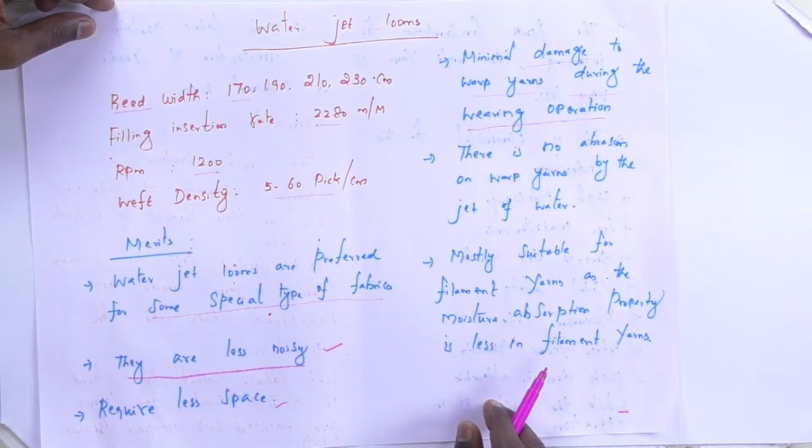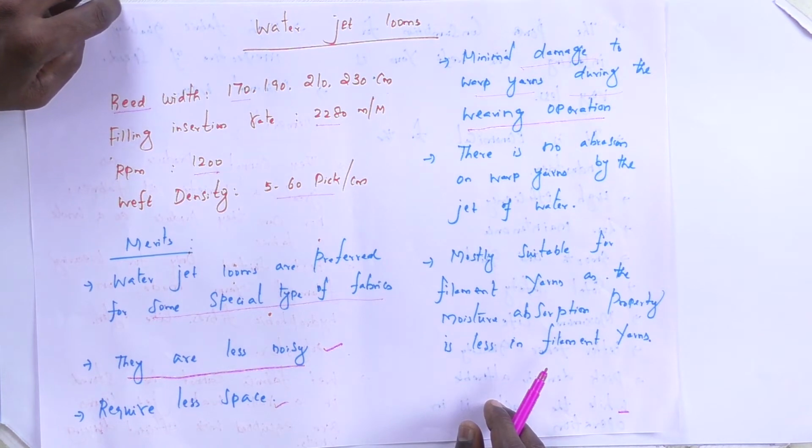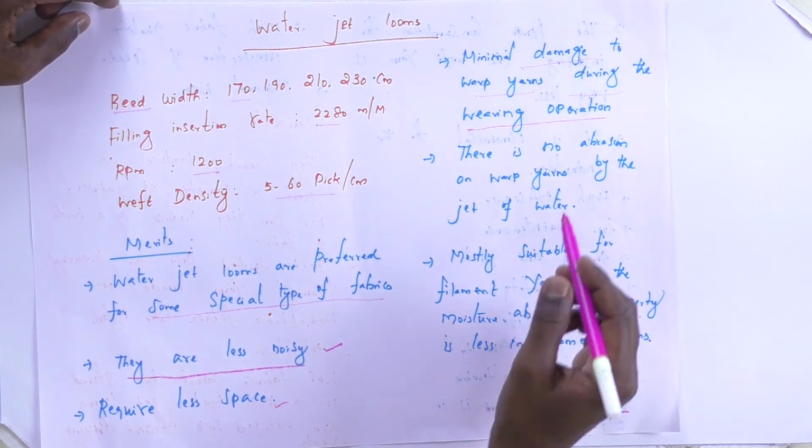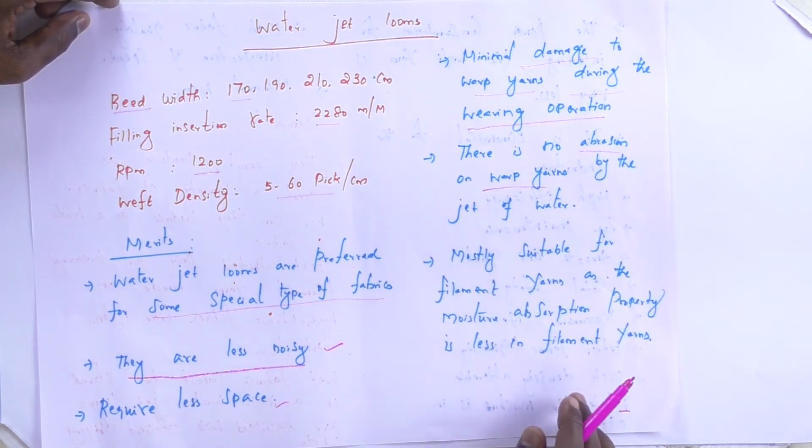But in water jet loom and air jet loom, the water and air act as a medium, so there is no abrasion. So the damage to the warp sheet is completely avoided. There is no abrasion on warp yarns by the air jet or water.